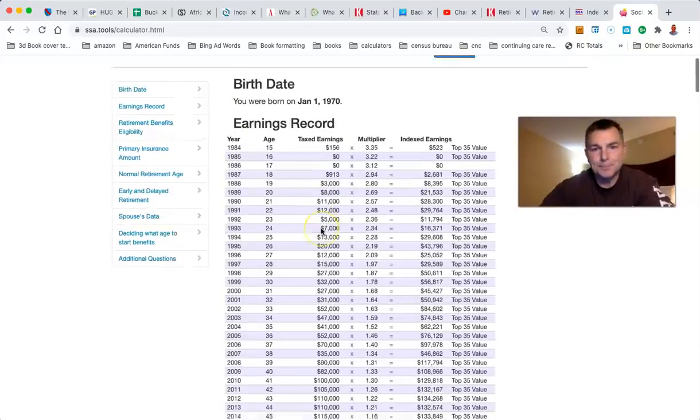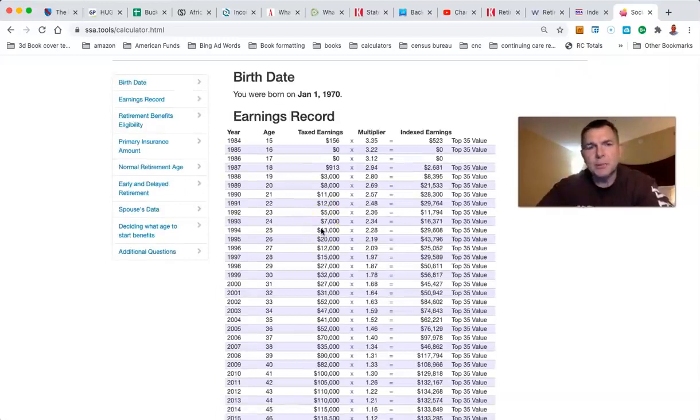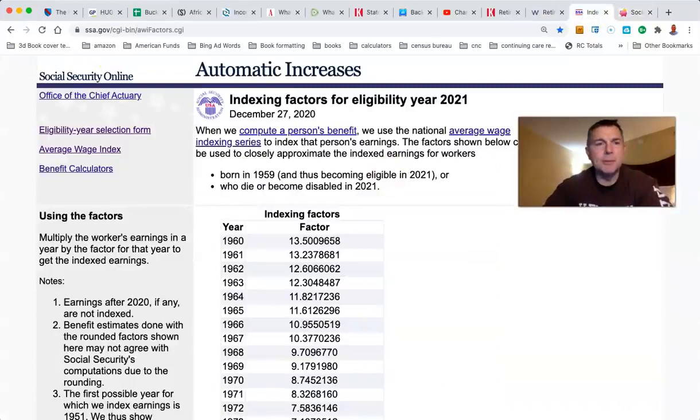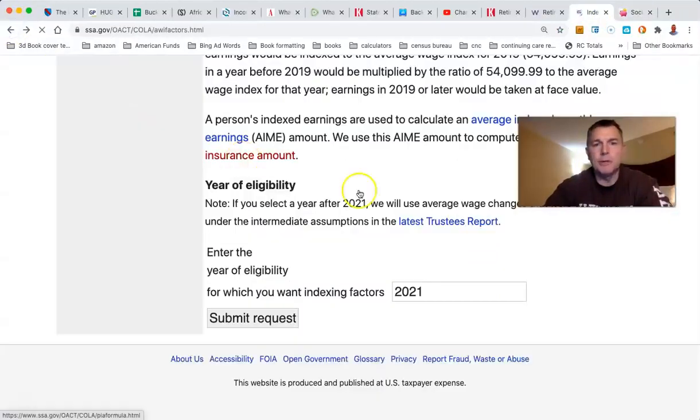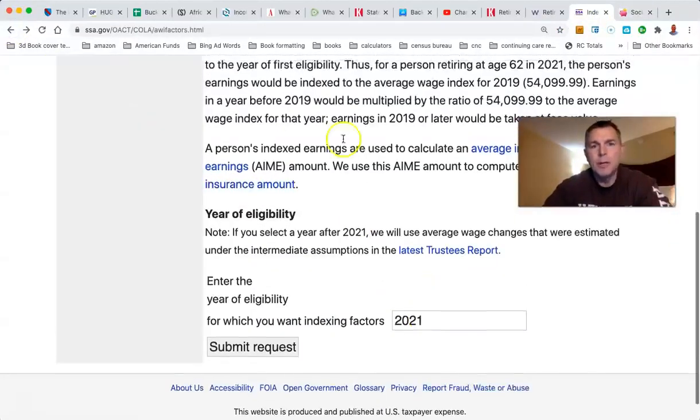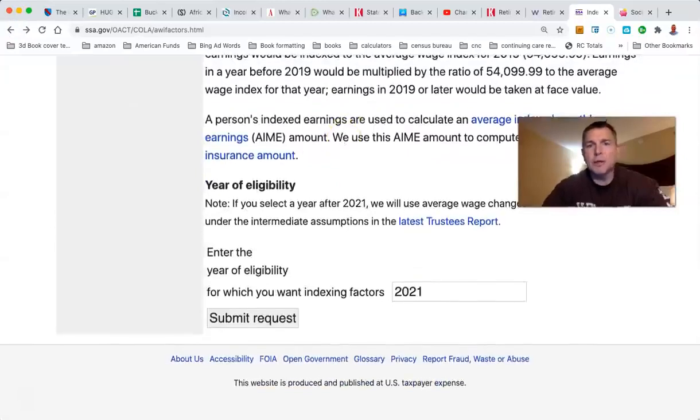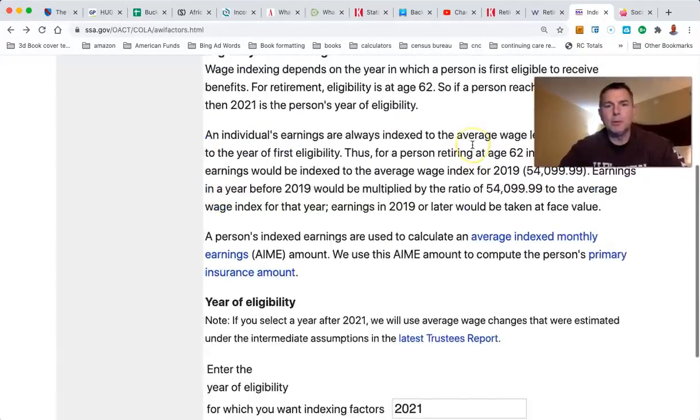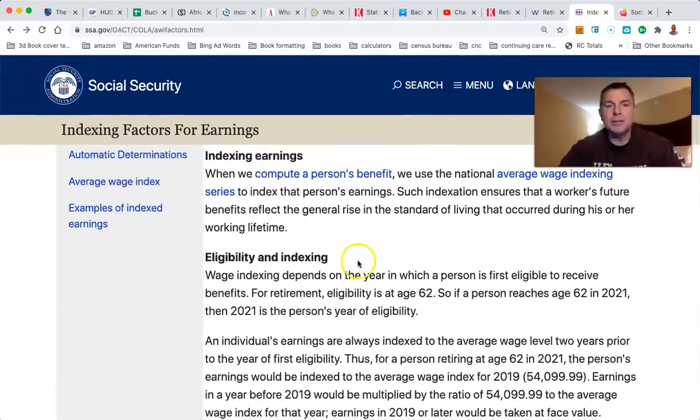Now watch this. All right. This was interesting to me because I said, how are they getting the multiplier? Because I said I was born in 1970, and I challenged this to some degree, but I see where they're going with this. Because if you go to the Social Security webpage, let me show you what I'm talking about, and I'll put a link in there for you as well. Indexed earnings right here. All right. This is how you get their indexed earnings.